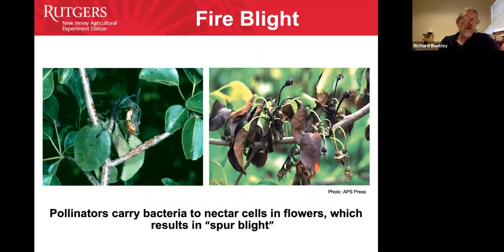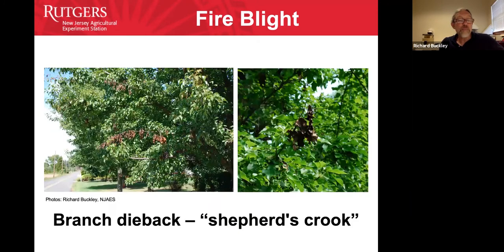And then we get what we call spur blight. All the flowers and such start to die back. If we have a long, cool spring, the disease continues to progress until we get branch dieback, right? That's part of the deal with bacteria. They continually get worse as long as the condition allows them.